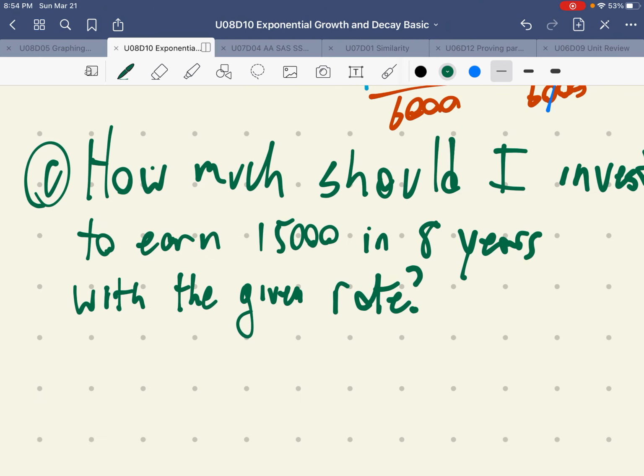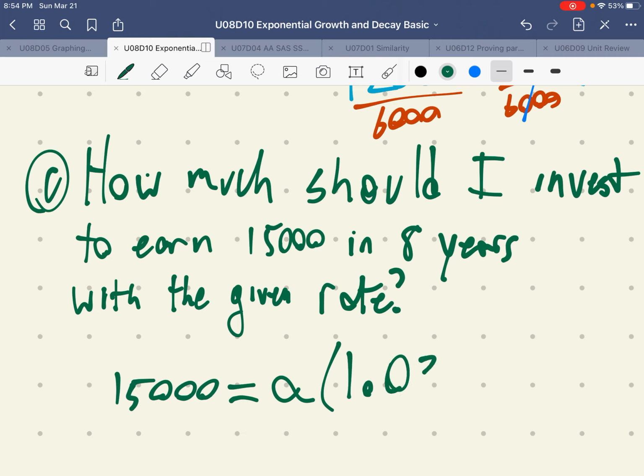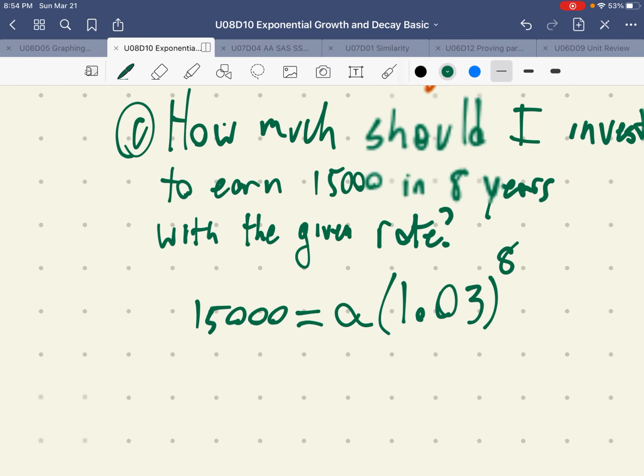We have another question, which is, how much should I invest in order to earn $15,000 in 8 years? So this one is implying that we're not actually going to be investing $6,000. We're going to end with $15,000. We're going to invest some amount we don't know. That's A. We know that the interest rate for this particular bank is 0.03, and we are going to be putting our money in for 8 years.